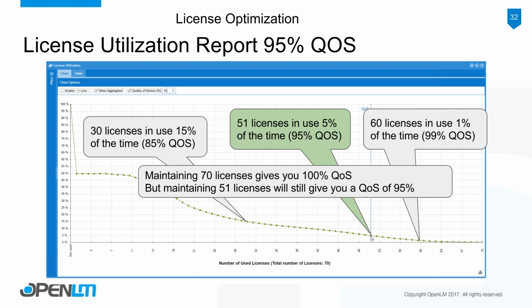Now, I had a client not long ago, had opened this license utilization report for the first time and saw that instead of having 10,000 licenses, he only needed 5. So this can get very, very profitable. This can help you save a lot of money.